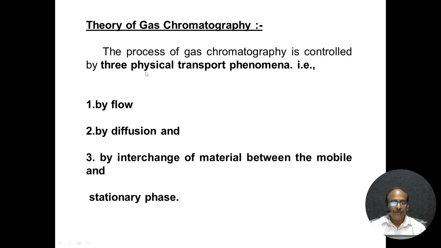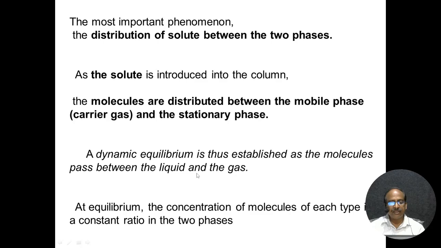Take flow first. Flow is the most important for the gas, and diffusion is also important for the separation. Then the interchange of material between the mobile phase and stationary phase. The most important phenomenon is the distribution of the solute between the two phases. As the solute is introduced into the column, the molecules are distributed between the mobile phase, the carrier gas, and the stationary phase.